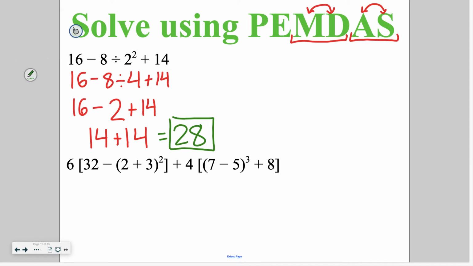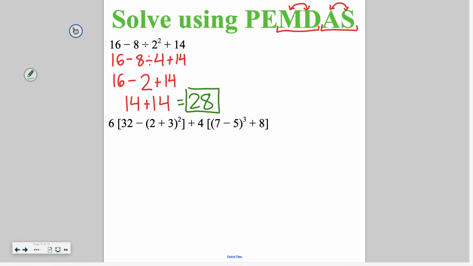This next problem, it is more complex than the first one. Again, I want you to follow PEMDAS order. So the first thing we do is the parentheses. I will allow you to do all the parentheses at once. So we've got 6 bracket 32 minus the first parentheses 5 plus 3, or excuse me, 2 plus 3 is 5. That's still in parentheses to the second power. Plus 4 bracket, another set of parentheses. 7 minus 5 is 2 to the third power plus 8.